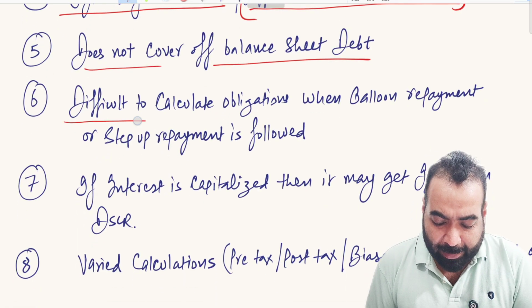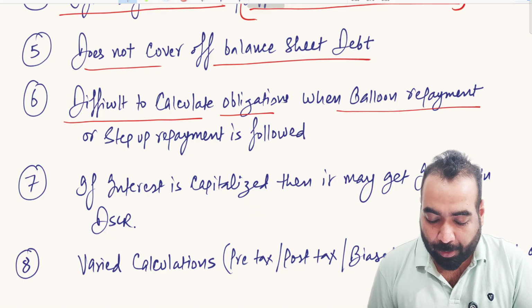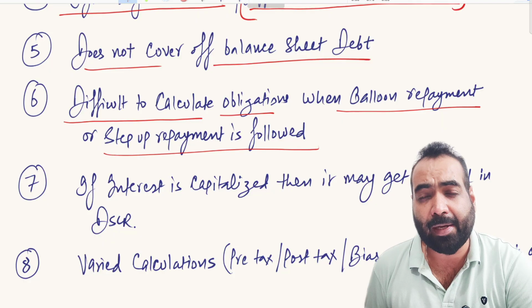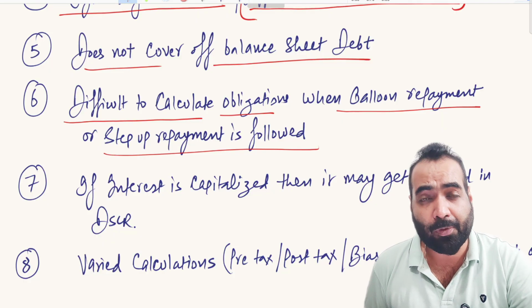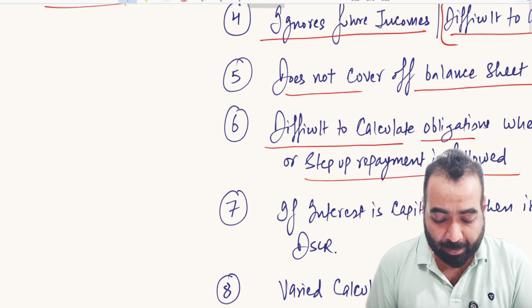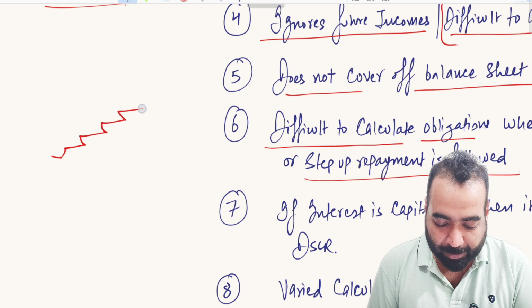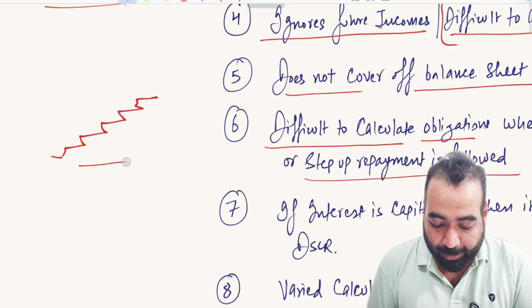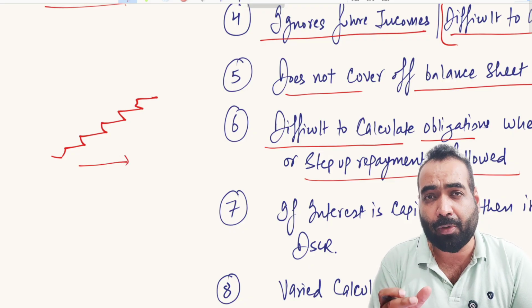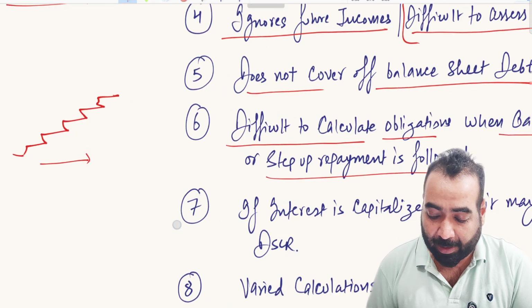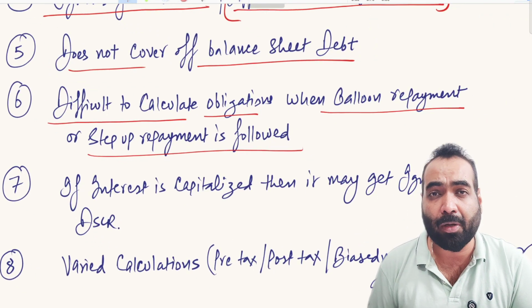Another point is that it gets difficult to calculate DSCR when a balloon repayment or step-up repayment method is followed in term loan repayment. In DSCR calculation, on the obligation side, we take the monthly obligation or future probable obligation of principal and interest. In the step-up repayment method, the client's EMI keeps on increasing year on year, right? While in the balloon method, the client has to pay a bullet amount, a big payment, at the end of the loan tenure. It is very difficult to plot the obligations in DSCR when the client's repayment schedule is based on balloon or step-up repayment.